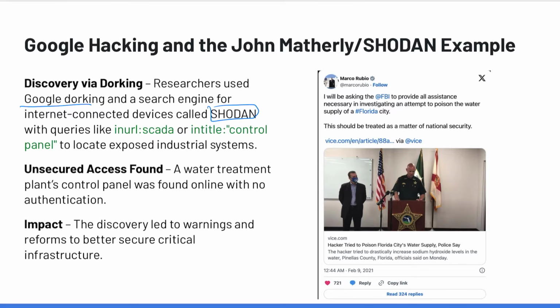There were a couple of cases. There was one case in 2014 where some researchers were able to get access to a water treatment plant's control panel using these methods without having to type in any passwords whatsoever, which means they could basically control the water supply for a small city just by finding the control panel for that water treatment system through Google.